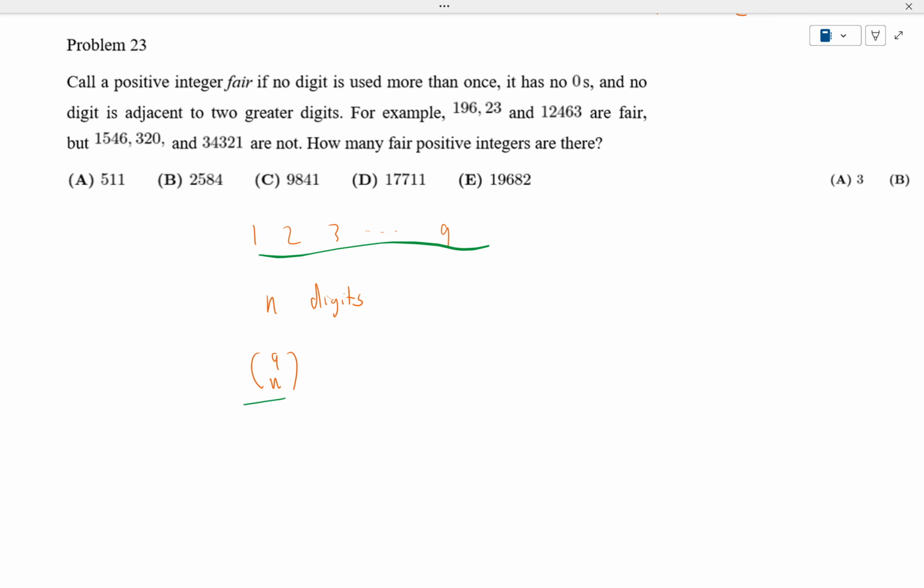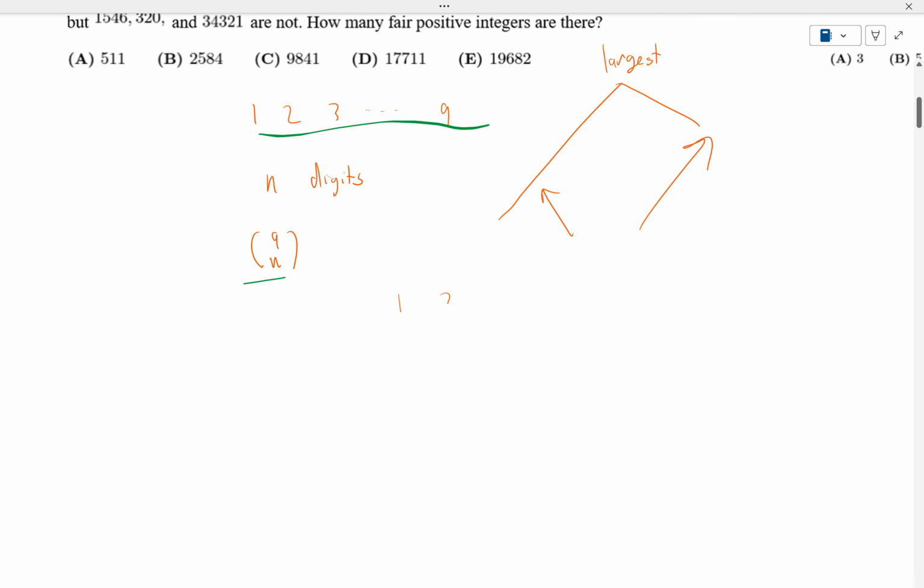So if the number is fair, it must be something like this, right? You have the largest number here. And then for the rest of the n-1 numbers, you can either put them on the left or put them on the right. For example, if you pick 1, 3, 4, 7, 9, then 9 must be the largest, so 9 must be in the middle. And 1, 3, 4, 7, you can either choose to put them on the left or put them on the right.